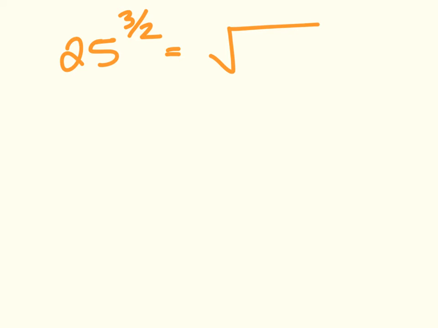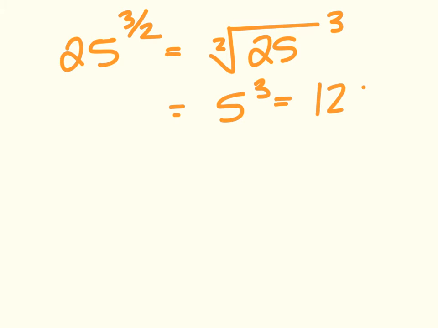If I had things like 25 to the power 3 over 2, that means it's a fractional power, so it involves a root. 25 goes there, little 2 goes in there, little 3 goes there. Now the little 2 just means square root, that was the power of half, so the square root of 25 is 5 cubed, and 5 times 5 times 5 is 125.